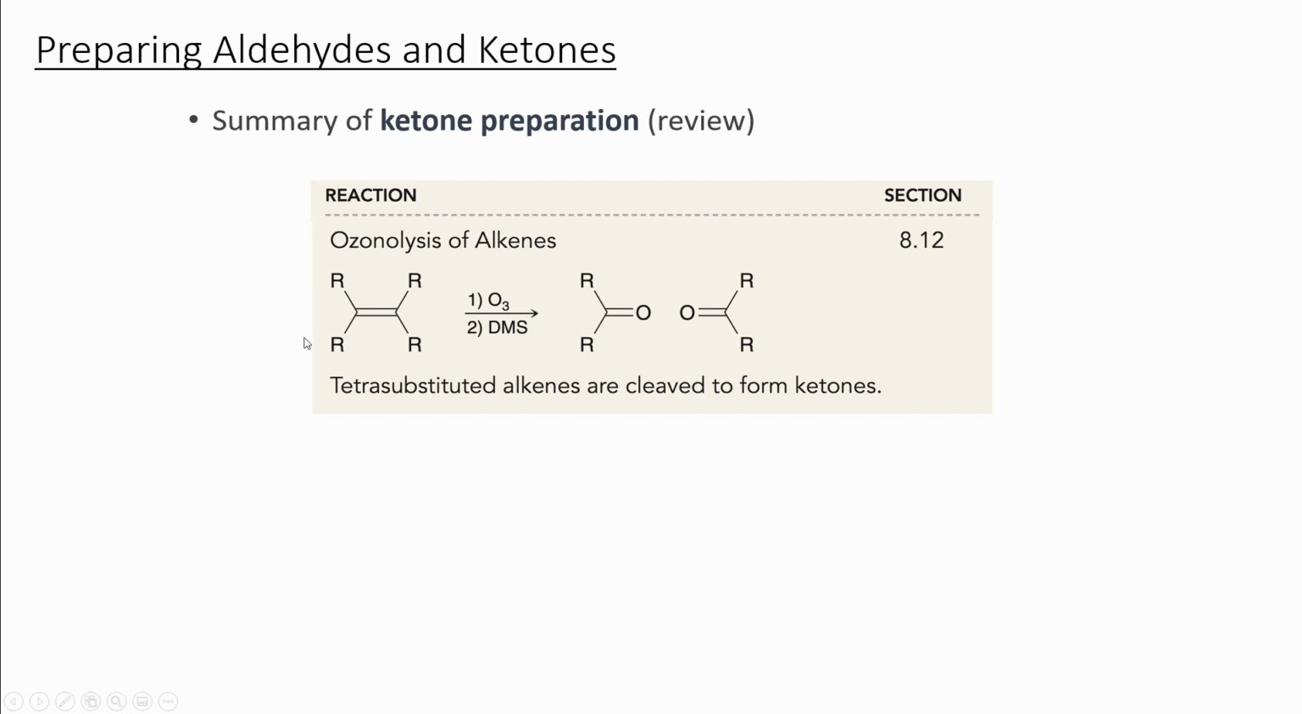Ozonolysis of a tetrasubstituted or trisubstituted alkene will give a ketone. A trisubstituted alkene would give a ketone and an aldehyde as the product, but a tetrasubstituted alkene will result in two different ketones, unless this is a symmetrical alkene, but it will cleave to form two ketones.